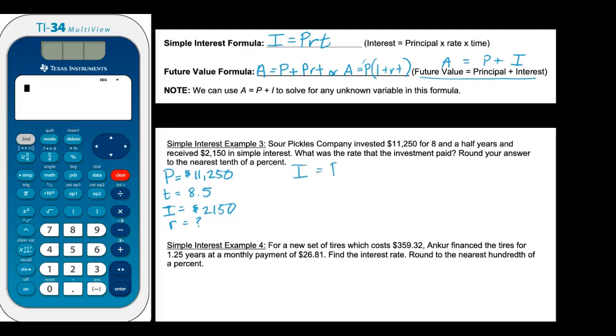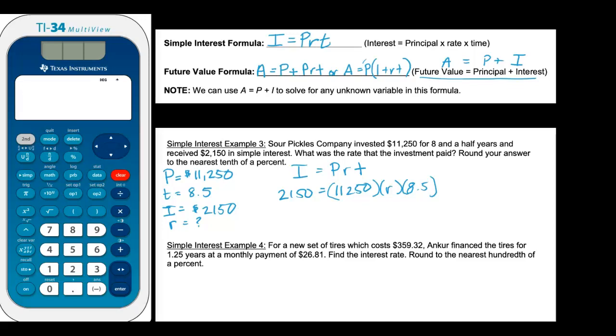So I equals PRT. I'm going to plug in what I know. I is 2150, our principal is 11,250, I don't know R, and time is 8.5. Okay, so let's talk about how to solve this equation.